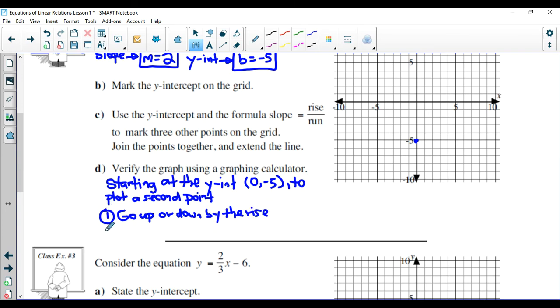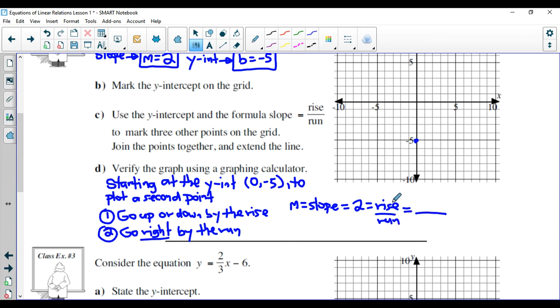And then I'm going to go right. Again, the assumption is we're always going towards the right, go right by the run. Okay, so here's how you would do this. Your slope, m, is equal to 2 here, and that's equal to rise over run.